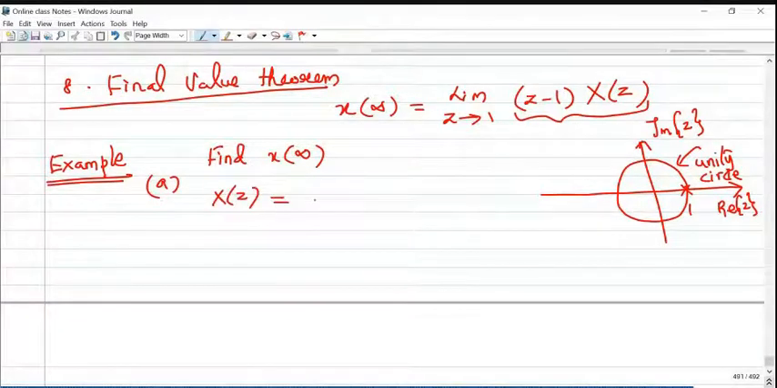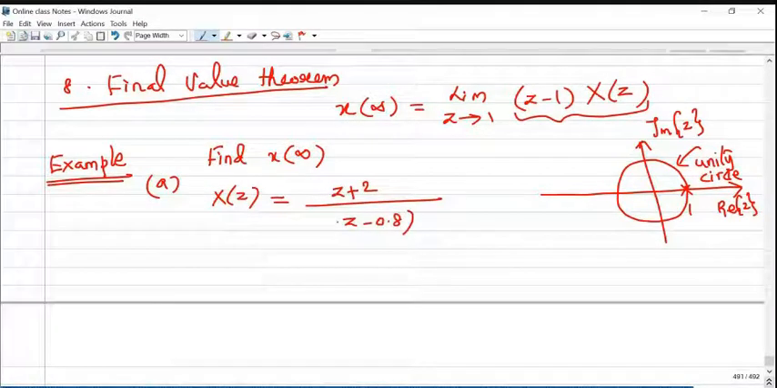First example, X of z equals (z plus 2) divided by (z minus 0.8) squared. How many poles are there? z equals 0.8, twice. So 0.8 lies within the unit circle, right? Yes. Okay, now we can proceed to the final value theorem.